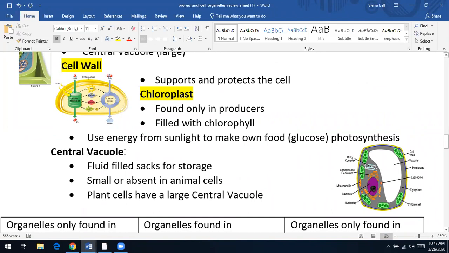And last but not least, we have what is known as the central vacuole. You see these in animal cells too, but the major difference is that they're really, really big in plant cells simply because plants have to be able to store water. If you're looking at this picture over here, notice how the vacuole is bigger than anything else inside this plant cell. That's because they need to have that water available at all times, okay?